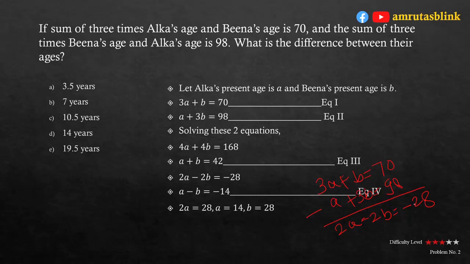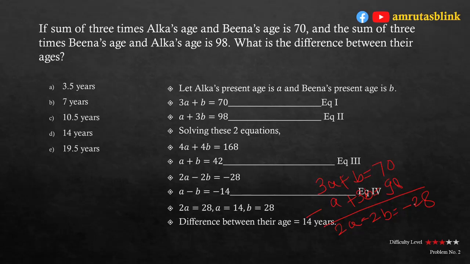So you can directly answer 14 years, or else you have got equation 3 as A plus B is equal to 42 and A minus B is equal to minus 14. So if you add these two equations, then plus B minus B will get cancelled and you will get 2A is equal to 28, that is A is equal to 14 and B is equal to 28, and hence the difference between their ages is 14 years.